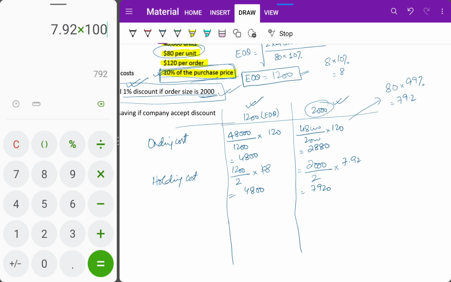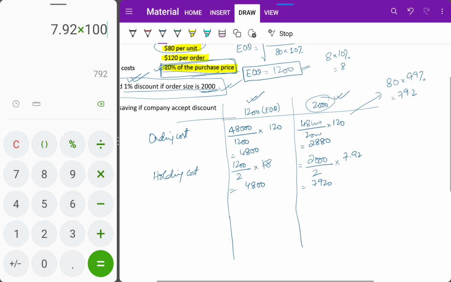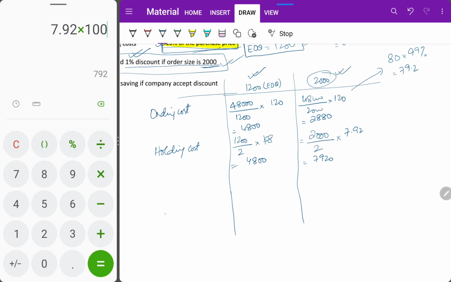So why haven't we considered it before? Because initially there is no change in purchase price. So it doesn't matter if you are buying 5000 kilograms per order, or you are buying 10,000 kilograms per order. Since you have to buy 50,000 kilograms in totality, your overall purchase cost is going to remain the same, right? So in this case we have to include purchase cost as well.